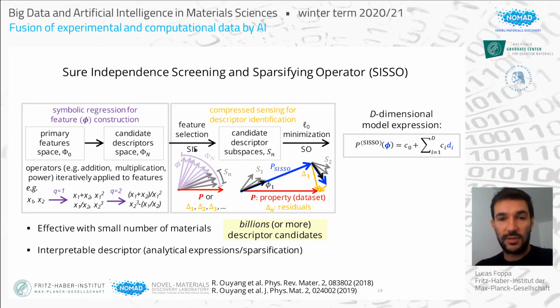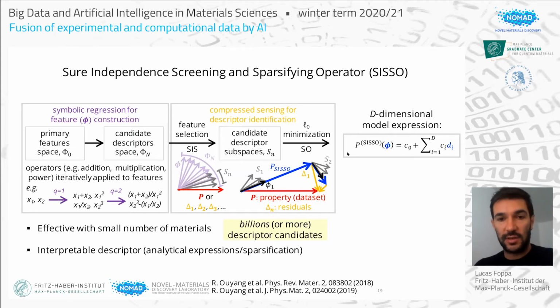And yeah, we do this as an SO step the number of times that we need to get different dimensions. So first we look at the correlation to the property, and then we look at the correlation to the residual, which is the difference between the model and the property. So the second dimension would be this step here. And then we construct these models for the property, which have this expression. So this is an interesting approach here because it's effective with a small number of materials.